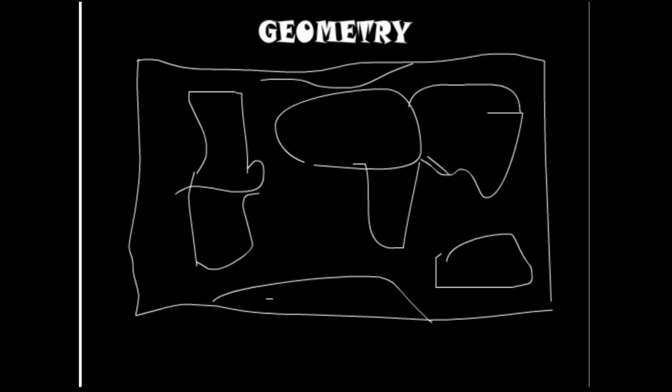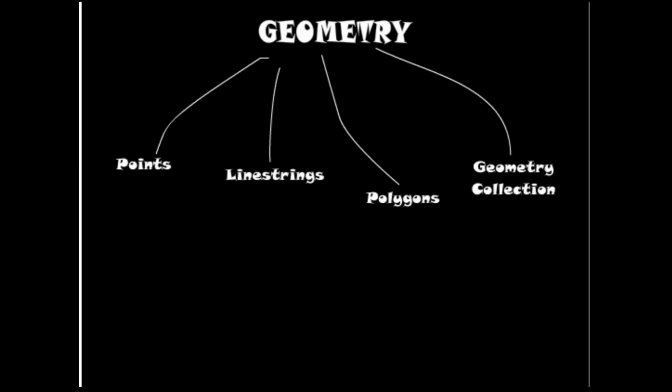Indicate areas on it using the geometry data type. So now let's move on to the types of geometry. There are 4 subtypes: points, line strings, polygons and geometry collection, which I am going to talk about in a little while.